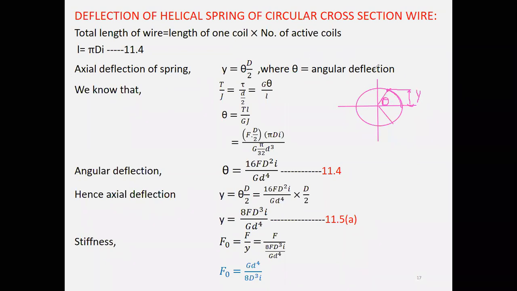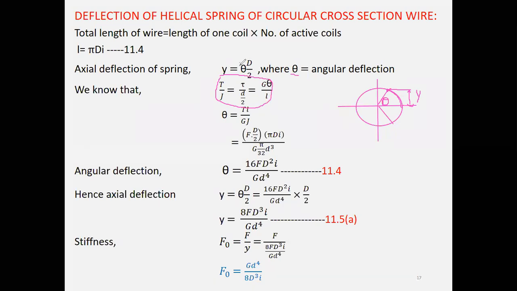And this theta is nothing but the angular deflection, and we know that T by J is equal to tau by R, is equal to G theta by L. You have derived this equation in your mechanics of materials. I have directly taken that equation from there. Substitute the values. In this case, you need to find out the angular deflection.